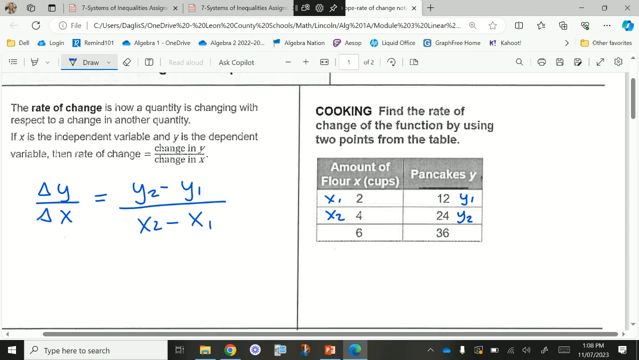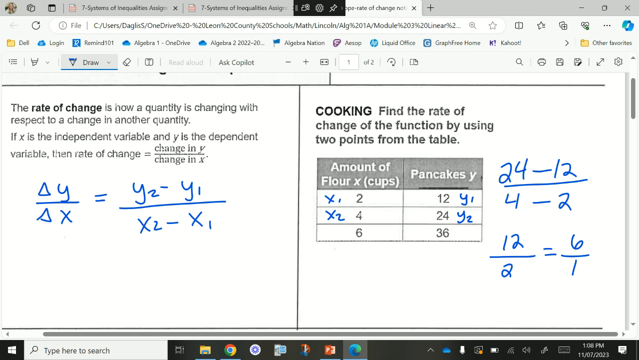So we have, remember, we always have minus over minus, right? When would any of those become a plus? If we bring in another negative. Good. All right, so what is my Y2? 24. What's Y1? 12. And then what's X2? 4. And what is X1? 2. All right, so now let's simplify. What is 24 minus 12? 12. And what's 4 minus 2? 2, which gives me 6 over 1.